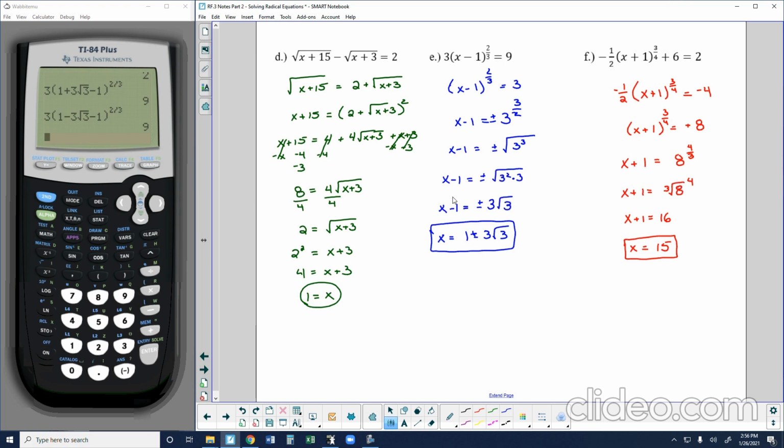So here we have developed some properties and some techniques for solving radical equations and equations with rational exponents.